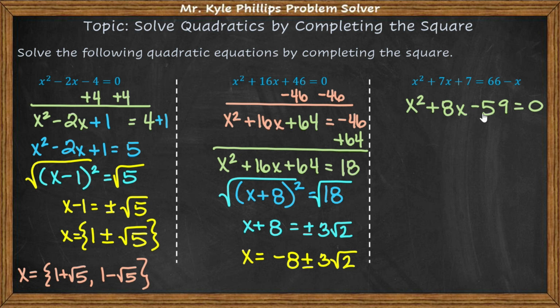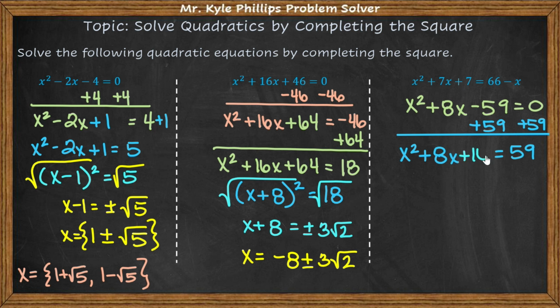a perfect square. So if we cut 8 in half, that's 4. 4 squared is 16. We want 16 to go right here. So we're going to move this 59. This is going to give us x squared plus 8x equals 59. So we've already said we want 16 to go here, so I can add 16 to both sides. So now I have x squared plus 8x plus 16 is equal to 59 plus 16 is going to be 75.